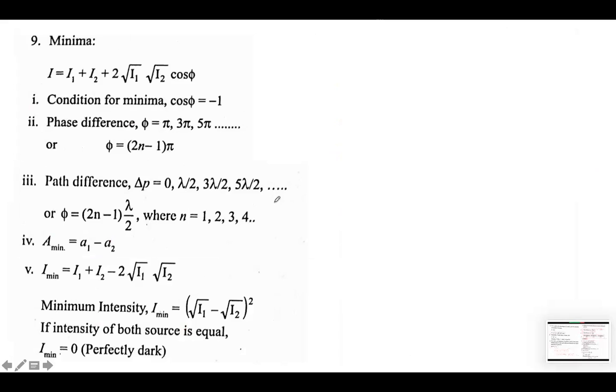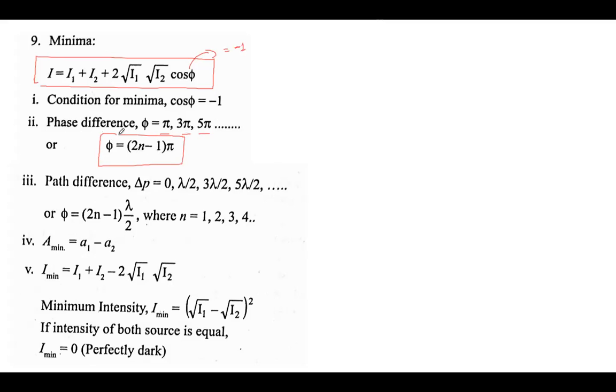अब मिनिमा के केस में इंटेंसिटी I इज I1 प्लस I2 प्लस 2 रूट अंडर I1 I2 cos फाई. मिनिमा के केस में cos फाई इज इक्वल टू -1, सो -1 हम लोग पुट कर लेंगे. अब यहाँ पे फेज डिफरेंस होगा पाई, 3 पाई, 5 पाई, तो फाई इज इक्वल टू (2n-1) पाई. पाथ डिफरेंस इज (2n-1) लैम्डा बाई 2. A minimum is A1 minus A2 and I minimum is I1 plus I2 minus 2 root under I1 I2. So minimum intensity is root under I1 minus root under I2 का whole square.